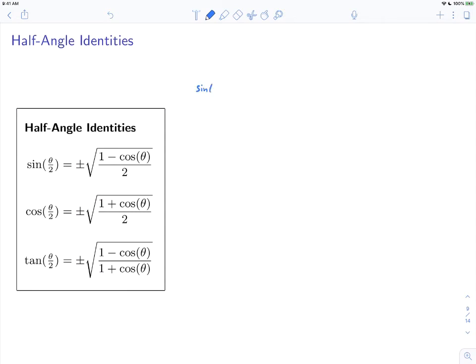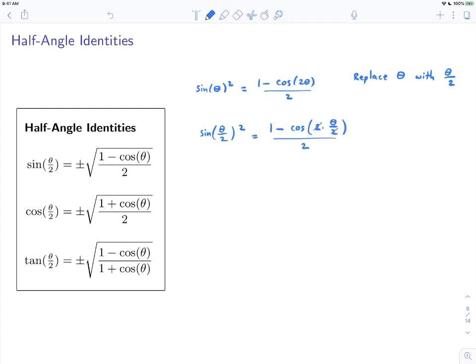We know that sine squared of theta is equal to 1 minus cosine of 2 theta, divided by 2. So what we do is we replace theta with theta over 2. Just everywhere that you see a theta, just replace it with theta over 2. So you'll have sine of theta over 2 quantity squared is equal to 1 minus cosine of 2 times theta over 2, divided by 2. Now that 2 will cancel with that 2, and you'll have that sine squared of theta over 2 is equal to 1 minus cosine theta over 2.